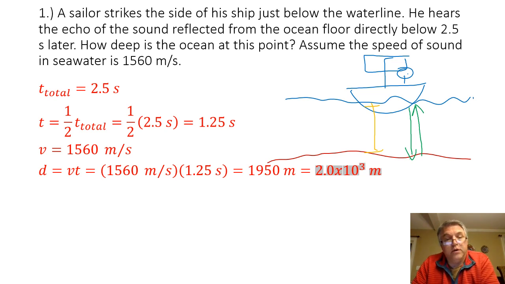Another oldie but a goodie from way back when, but you guys know these formulas never go away. So I multiply my velocity of 1,560 meters per second times my time of 1.25 seconds, and I will get a distance of 1,950 meters, or 2.0 times 10 to the third meters rounded to 2 significant figures. And we need 2 sig figs because my time value is 2.5 seconds.